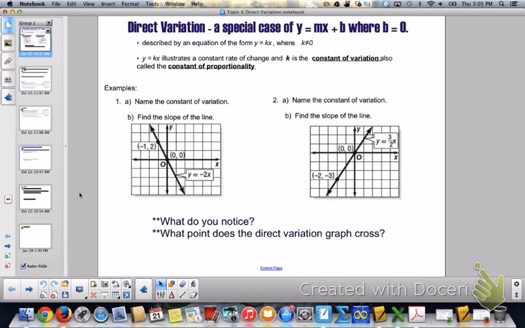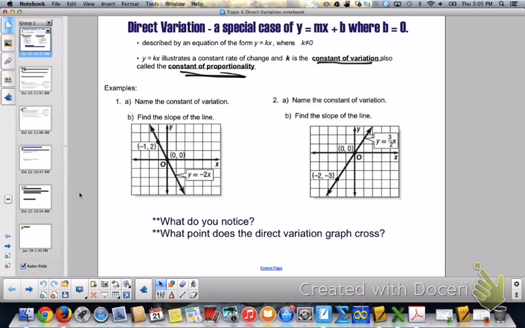All right, direct variation is a special case of y equals mx plus b, where b equals 0. The y-intercept is always 0 on these, okay? So direct variation is described by an equation of the form y equals kx. K is just used when we're talking about direct variation. Another variable for constant of variation, that's just what is used, okay? If you want to write y equals mx, that's totally fine. Also called the constant of proportionality, though, okay?